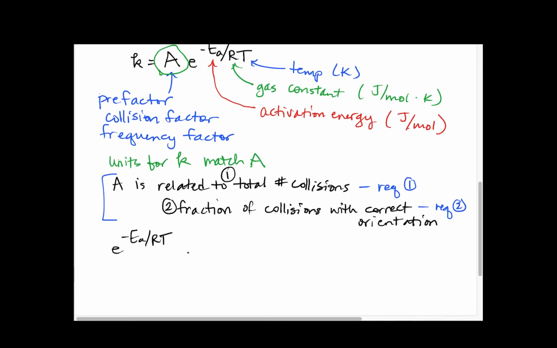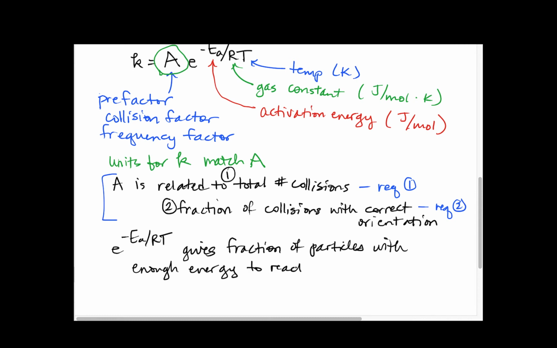this is the term that gives us the fraction of the particles with enough energy to react. So this is our requirement 3. So all 3 of these requirements that were in collision theory come into the equilibrium constant through the Arrhenius equation.